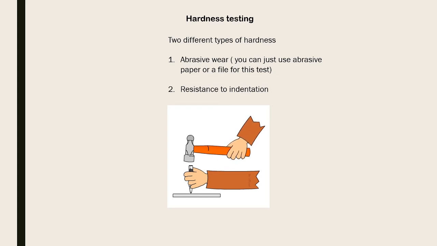And then for resistance to indentation, you do what's called the dot punch test. You have a little center punch, which looks kind of like a small metal pencil with a point on one end. Put that on the material, get your hammer and hit it once, and then you see if the surface has dented or not.